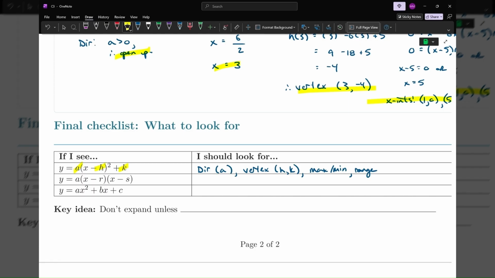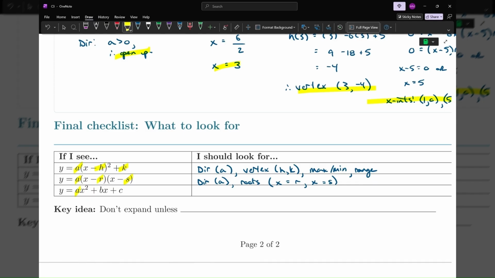If I have factored form, a(x minus r)(x minus s), factored form tells me my direction again. I can always see that a. And I also have the roots or x-intercepts. So the roots are going to be x equals r, x equals s. X-intercepts would be the coordinate pairs. Again, I could find the axis of symmetry using two points at the same height and dividing by 2. But that, again, is not direct, so I won't list it, but I do have it pretty quickly.